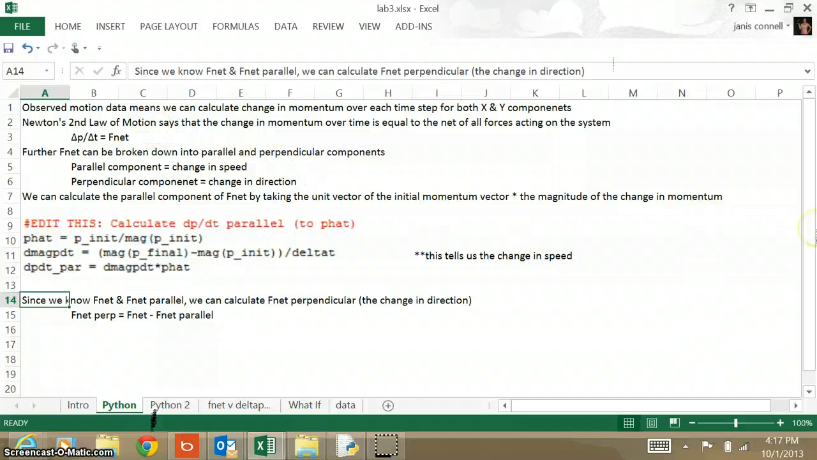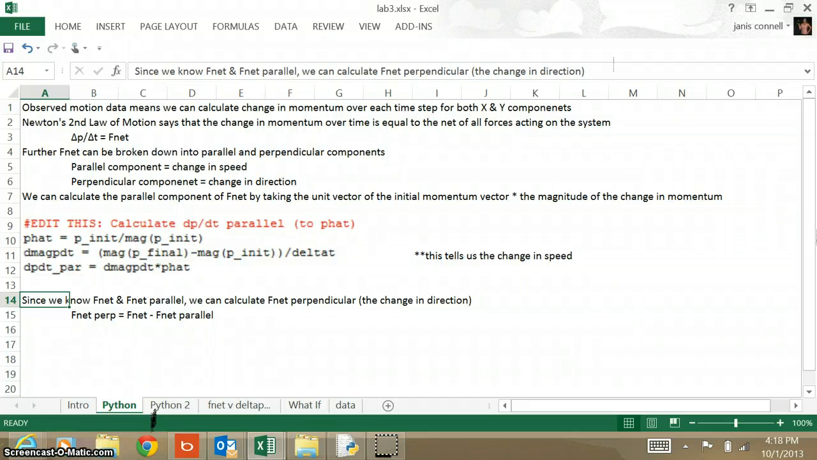Because we have the observed motion data, we can calculate the change in momentum over each time step for both x and y components. And Newton's second law of motion says that the change in momentum over time is equal to the net force, the net of all forces acting on the system. In this case, we are assuming only gravity is acting on the system. So the net force is equal to the change in momentum over the change in time.